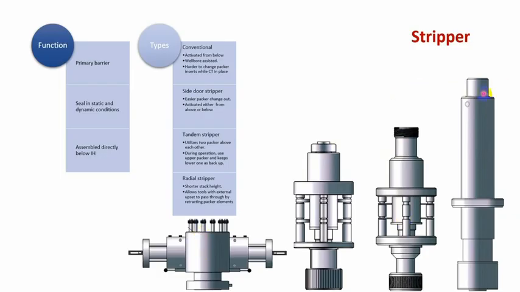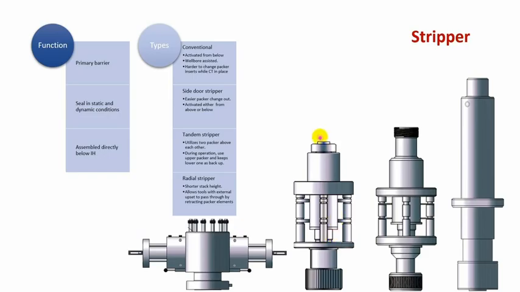The conventional nowadays is not used too much because it is difficult to change stripper elements with coil through the stripper. But it has one advantage, that it is wellbore assisted. Wellbore assisted means that if wellbore pressure increases, the sealing around the coil tube increases. This is the advantage of conventional stripper. The most widely used stripper is side door stripper.